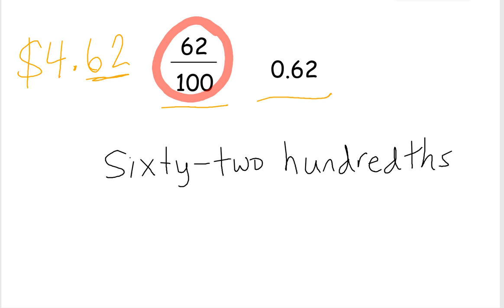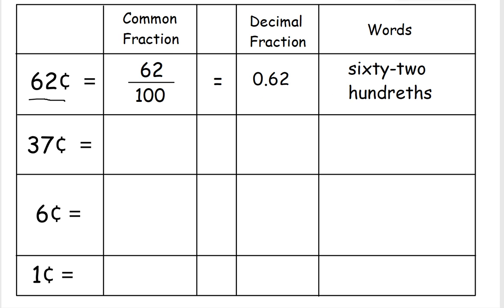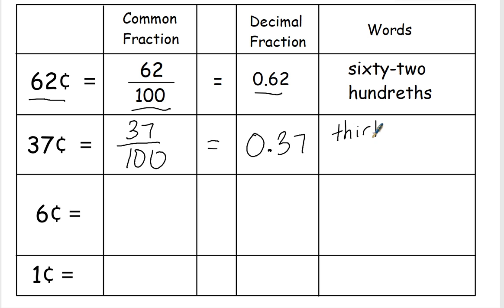When you write checks, you often write the money amount in this form with a fraction, a common fraction. So 62 cents in a common fraction form would be 62 hundredths. Okay, as a decimal, it would be 0.62 or 62 hundredths. Okay, all these forms say 62 hundredths in various ways. So 37 cents would be the same as 37 over 100, which is the same as 0.37 or 37 hundredths.